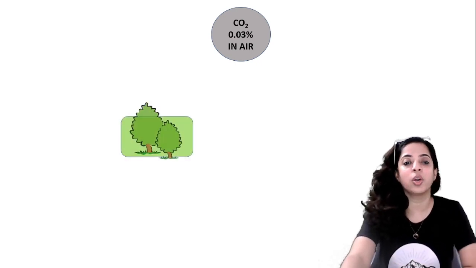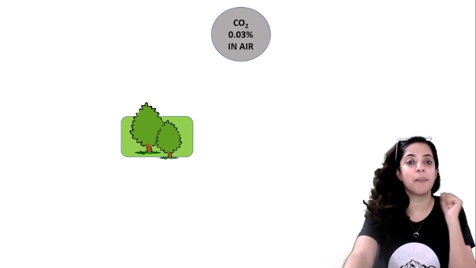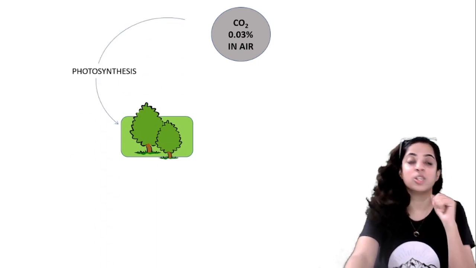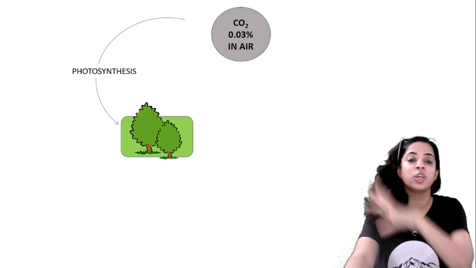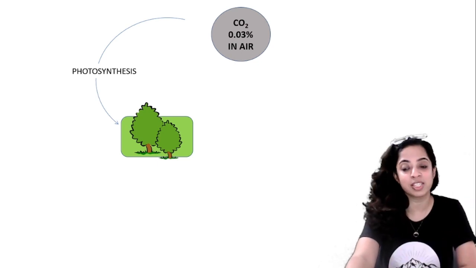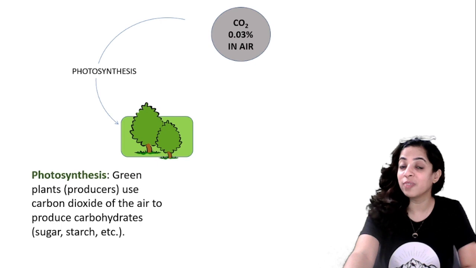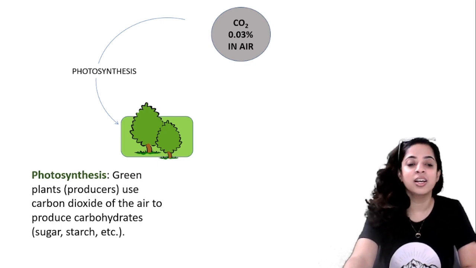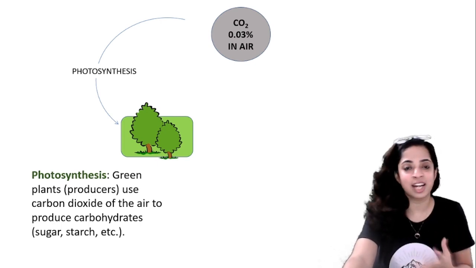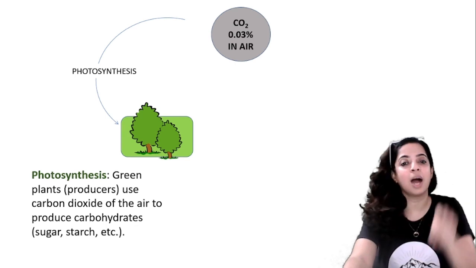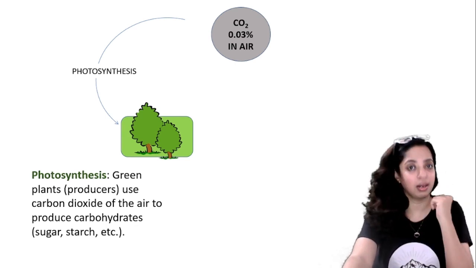So let's see what happens. First step is photosynthesis. So we know that green plants use carbon dioxide in the process of photosynthesis. Green plants, that is the producers, use carbon dioxide in the air to produce carbohydrates, glucose, correct? So sugar, starch, anything. So that way the carbon enters the plant.